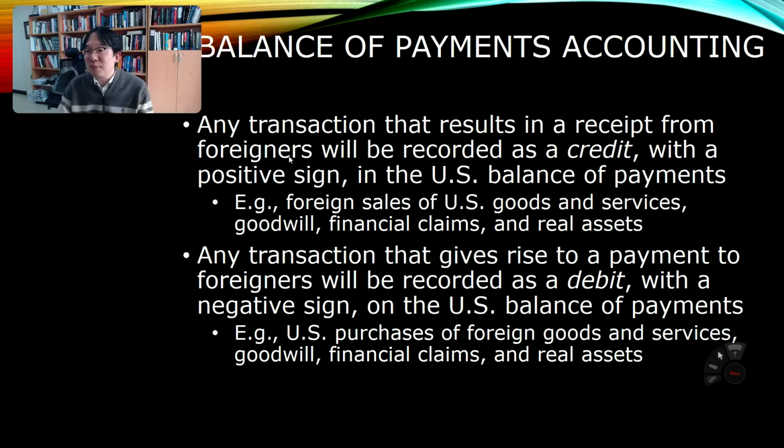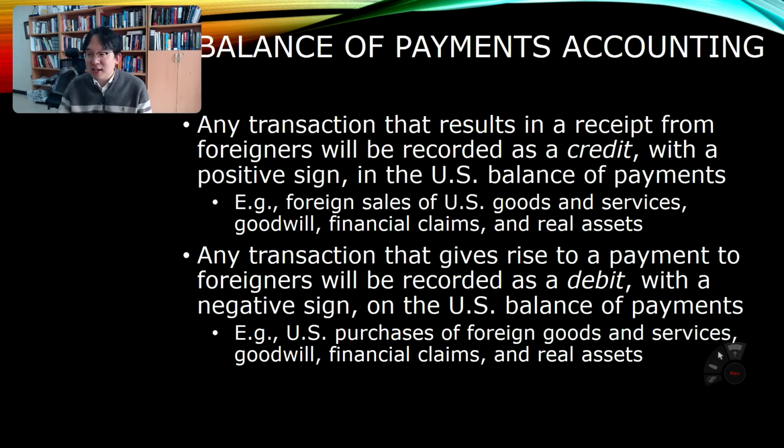Okay, balance of payment accounting. Any transactions that result in a receipt from foreigners will be recorded as credit. I told you, with a positive sign in the U.S. balance of payment. Foreign sales of U.S. goods. This is a U.S. textbook, so U.S. means domestic. Foreign sales of domestic goods and services, goodwill, financial claims, and real assets, right? Credit side. On your screen it has to be over here, right? To the right hand side.